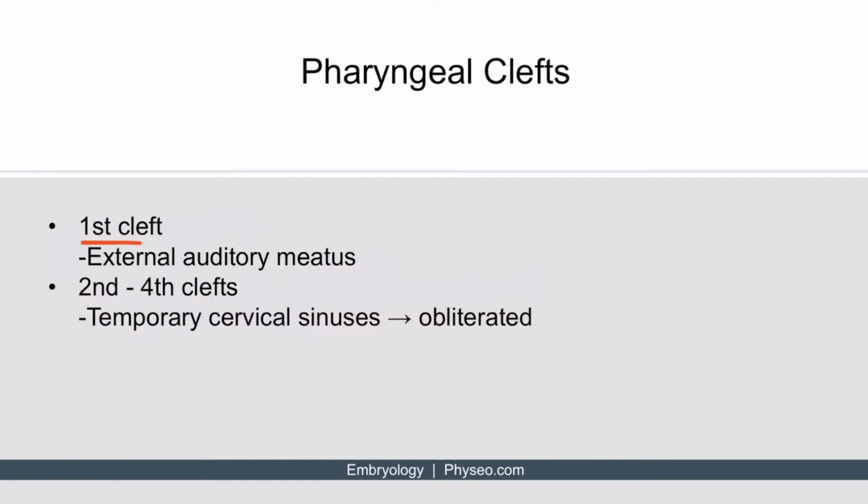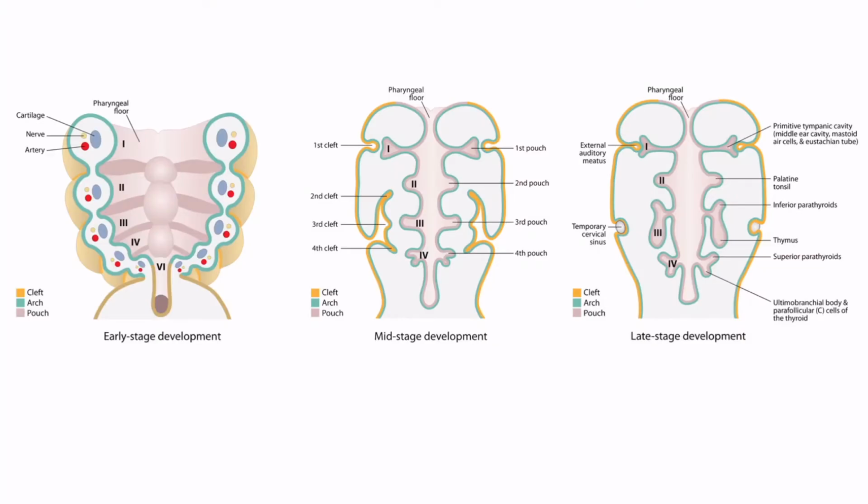The first cleft becomes the external auditory meatus, and the second through fourth clefts become the temporary cervical sinuses. And during development, these are normally obliterated. Let's look at some images so you can see what I'm talking about. Here are 3 stages of development of the pharyngeal apparatus. I showed an early stage of development earlier in the lecture, which you can see again right here. In the middle, we can see mid-stage development of the pharyngeal apparatus right here.